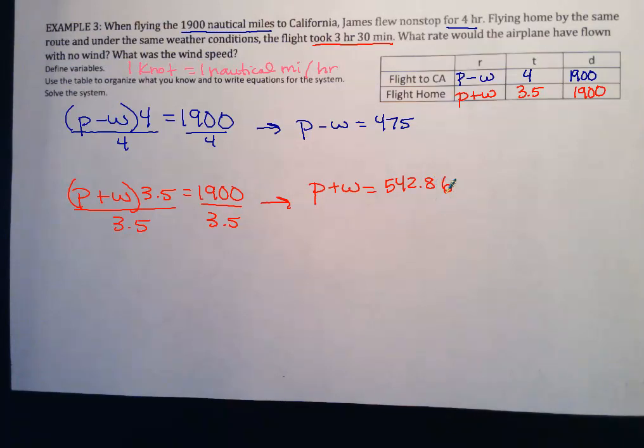All right. So then now what? We can get rid of the W. Then 2P equals, and then add 475 plus 542.86. Okay, Connor, you don't get to answer anymore. 1017.